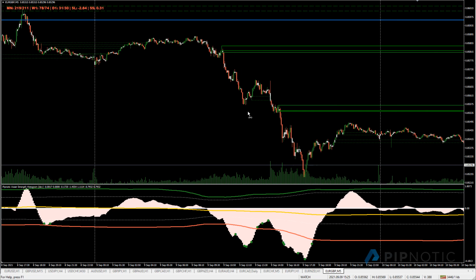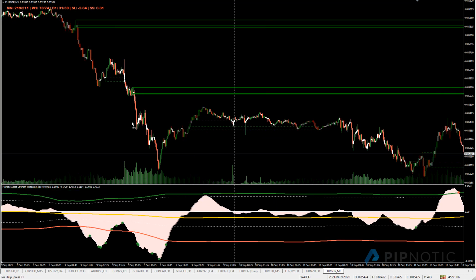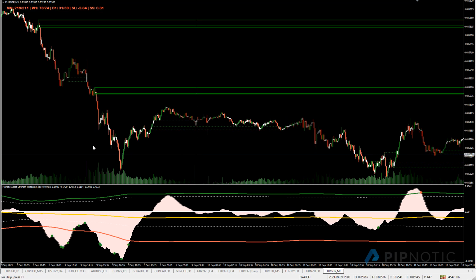Okay, if we have a look at another example, we have this area here. This was created during the Open of whatever session it is, in New York maybe. So this is a really nice area. Okay, price left, huge volume. This is great. This is a very beautiful area of supply.